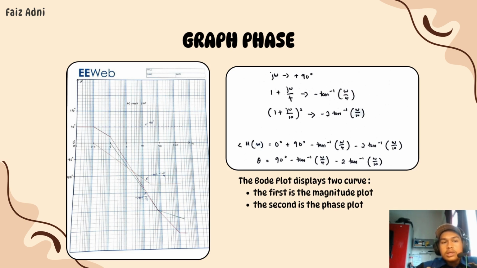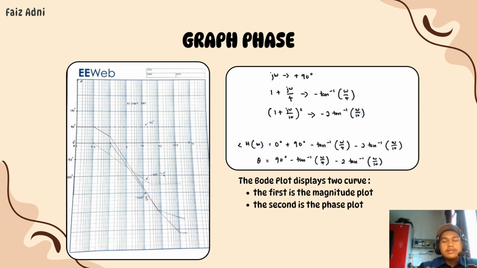So moving to the right side, as you can see, there are some equations. They are used to calculate the phase angle. Let me explain the equations. The first part, j omega, plus 90 degrees, means the term j omega gives a phase shift of positive 90 degrees.